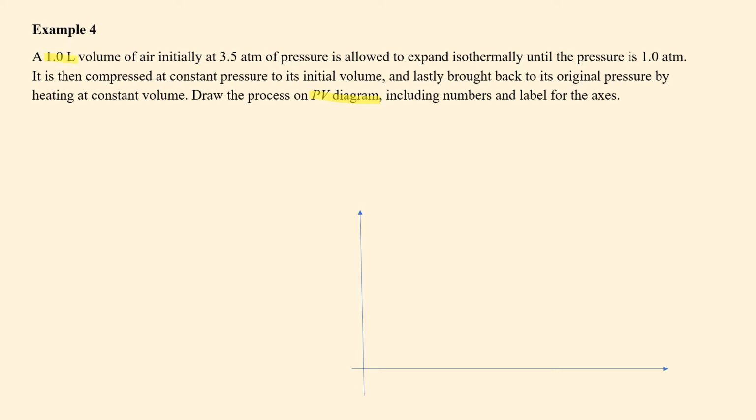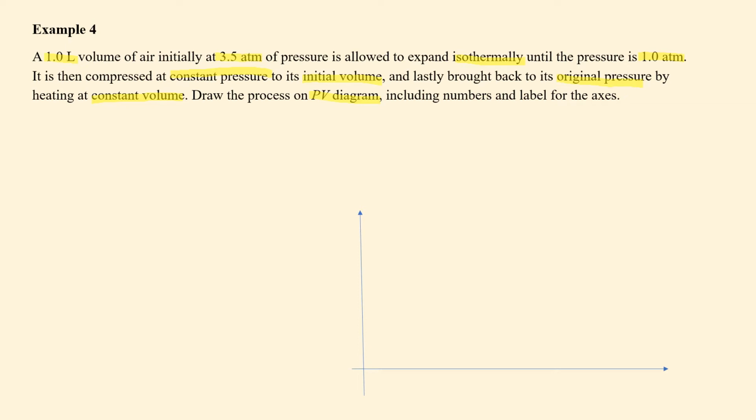1 liter of volume of air initially at 3.5 atm of pressure is allowed to expand isothermally until the pressure is 1 atm. It is then compressed at constant pressure to its initial volume and lastly brought back to its original pressure by heating at constant volume. Okay, macam yang kita buat tadi.